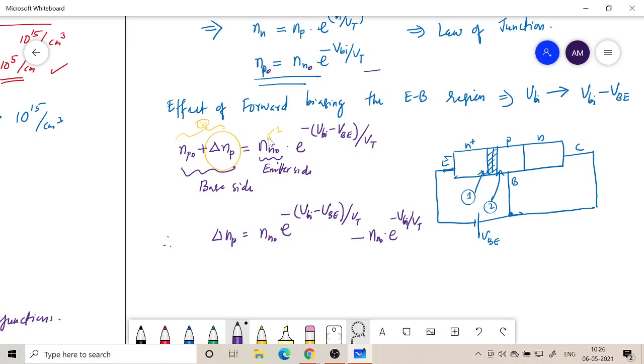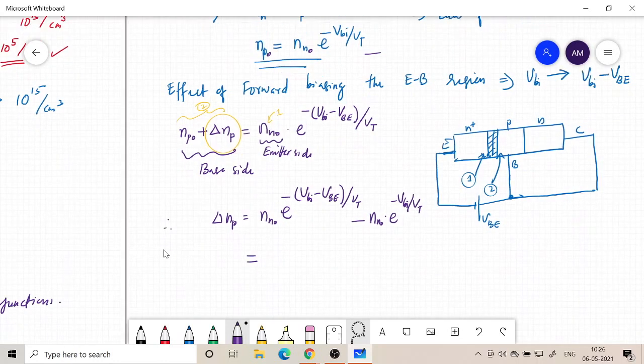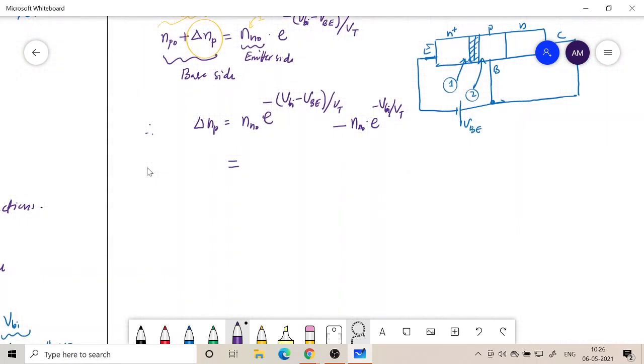Okay, so I just substituted this equation for Np0 after taking it to the other side. Now I can do a little bit of rearrangement. So my increased concentration, now I can write it. I can take these two common, so that is Nn0 into e raised to minus Vb by Vt, which is there in both terms, so I can take it as common, and what is remaining here is basically e raised to Vbe by Vt minus 1. So this is what I will get.